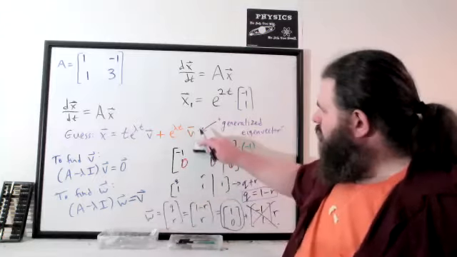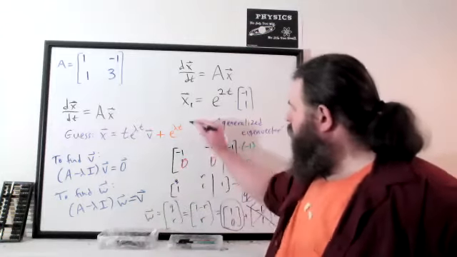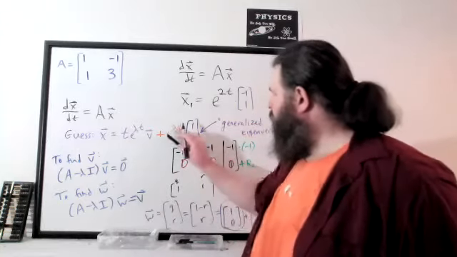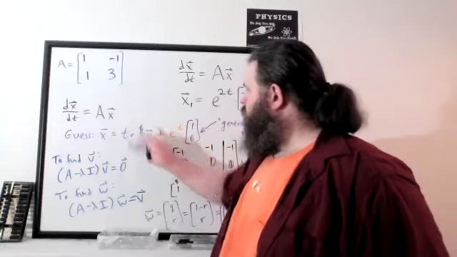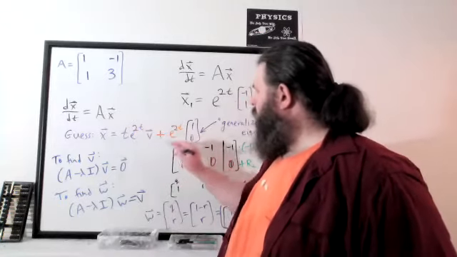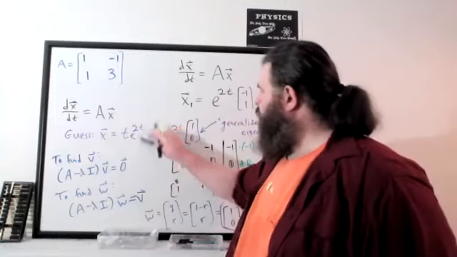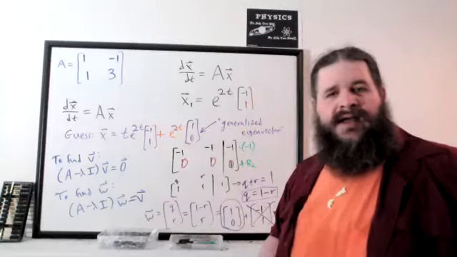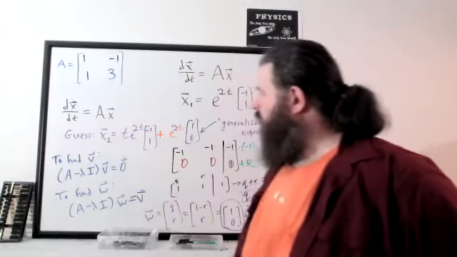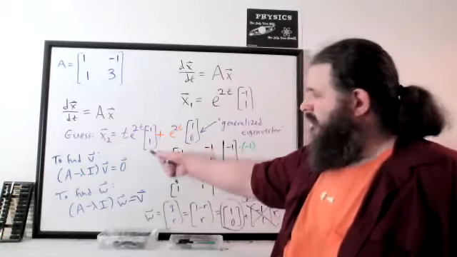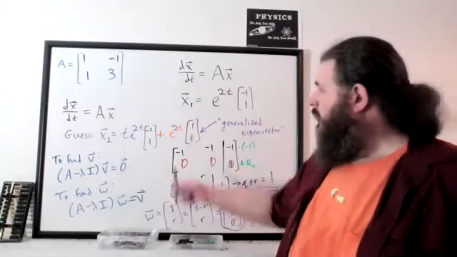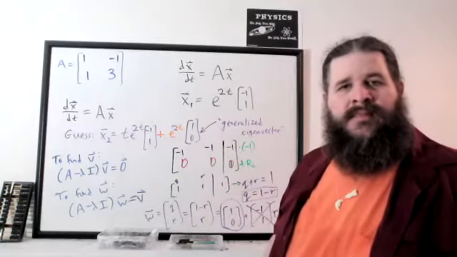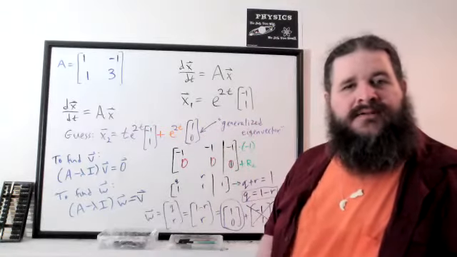So let's fill that in. We now know W is 1, 0. Lambda is still 2. And V is our original eigenvector, -1, 1. So we now have our second solution. This is x2: t e to the 2t times -1, 1, the eigenvector we already have, plus e to the 2t times this generalized eigenvector 1, 0. Any questions on that so far?